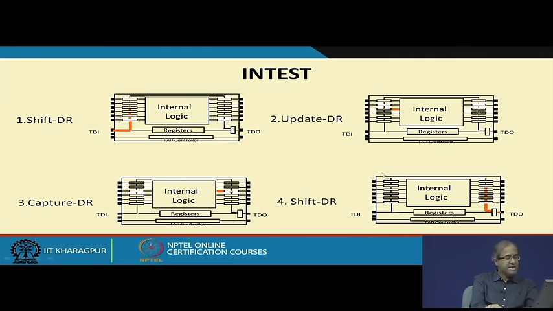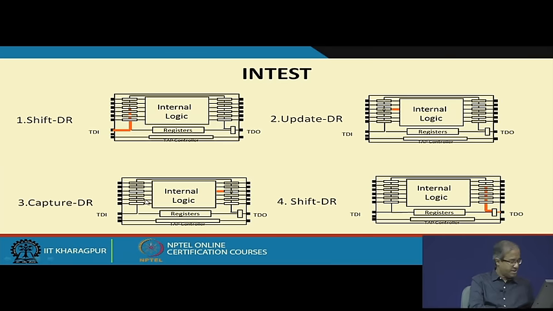Then again you configure in the shift DR mode and shift them out serially. This is exactly similar to the scan path approach for sequential circuit testing. We scan in our test data like this, we scan out like this. Here again, it is not necessary that we will be scanning in all of them, maybe a part of them we are scanning in.